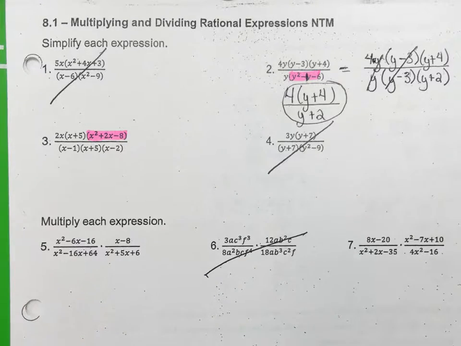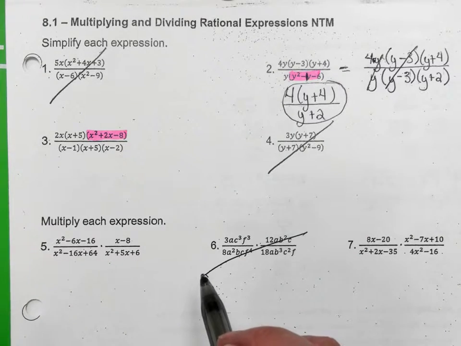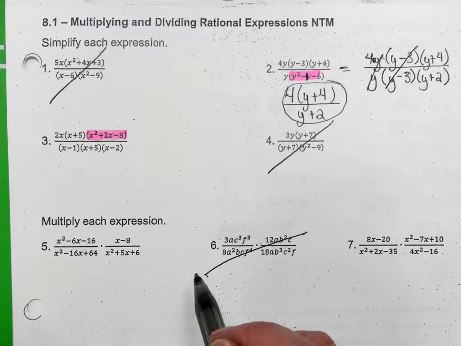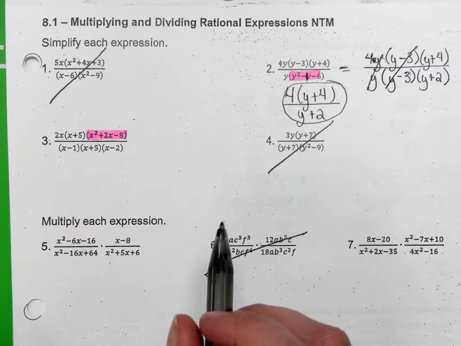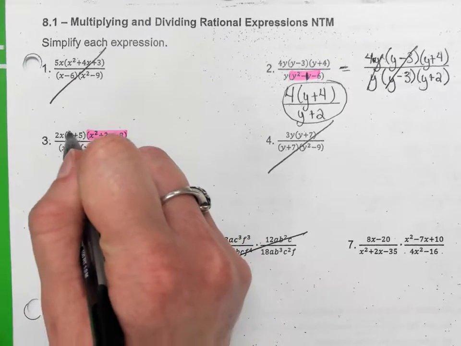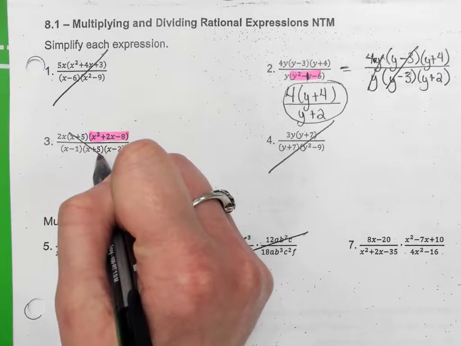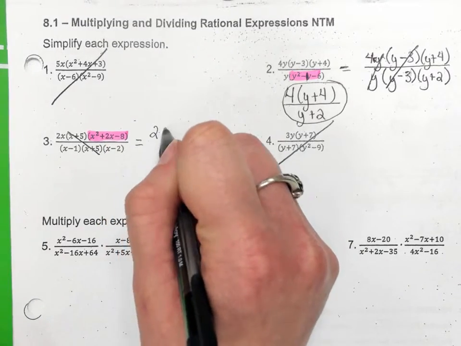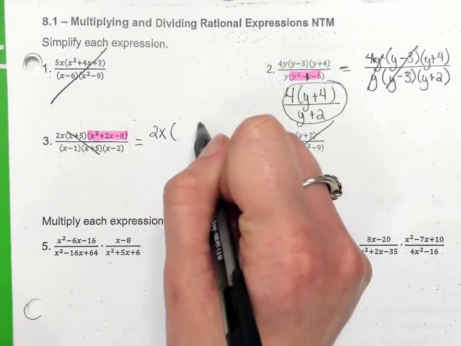But before we do that, to make our life easier, do you see something that already is the same on top and bottom? And you should see that x plus 5s are the same. So we can go ahead and mark those out. Alright, so we have 2x. Alright, and then let's factor this.